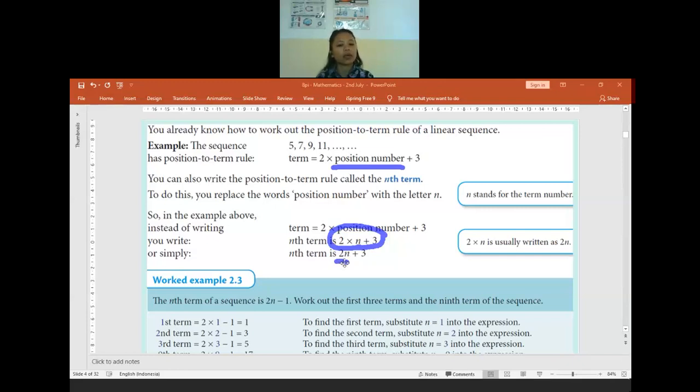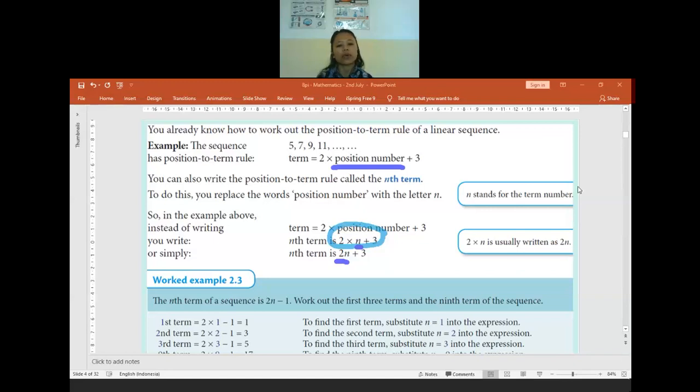Is there anyone who is confused or still does not understand about the nth term so far from my explanation? Is there anyone confused? No? Okay, if you have no difficulties, let us continue to the worked example.